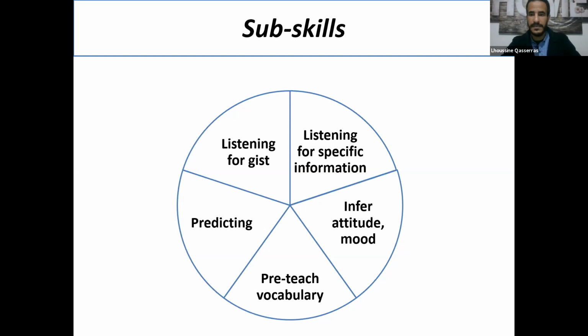Yes, Abdul Karim. I think it's the while listening. The while listening. Yes, it can be in the beginning or in the middle. I mean the pre and the while. Listening for general. Yes. Listening for specific information. What do you think?